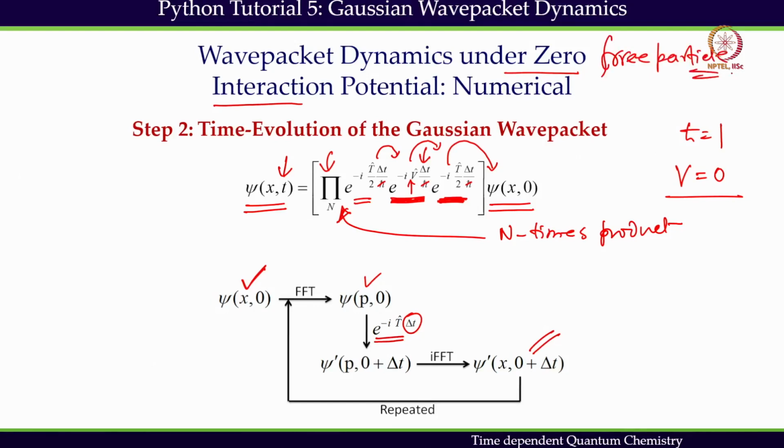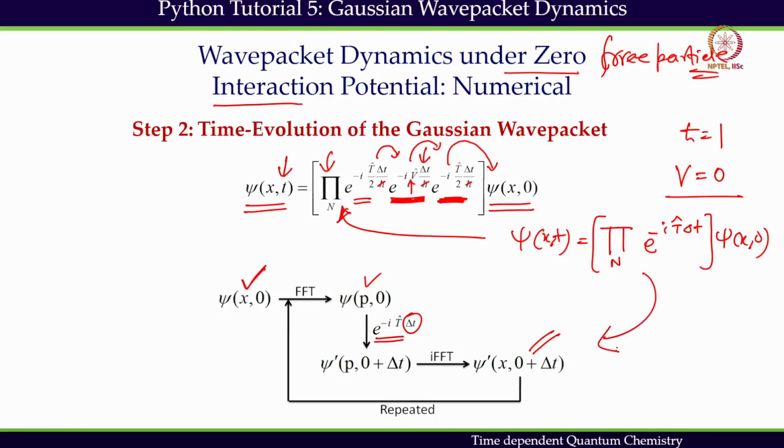So, in that case, under atomic unit and for the free particle, this entire expression becomes like this: n time products of e to the power minus i t delta t. This is the time propagator I have, and then psi x 0. This is what we have, and that is exactly what needs to be repeated here following this scheme.